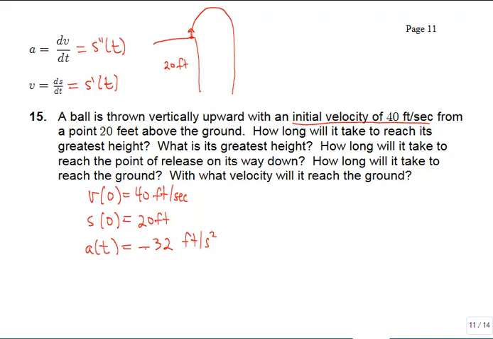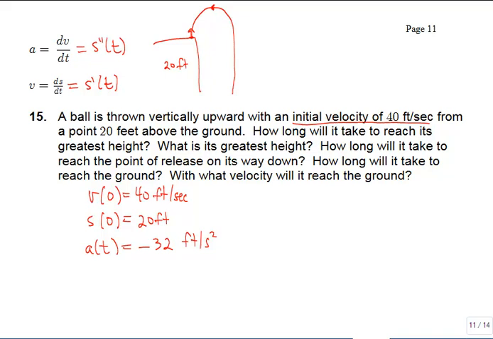So what we want to know with all this information is how long will it take to reach its greatest height. So we want to know when it's going to reach that peak. What is that greatest height? How long will it take to reach the point of release on its way down? How long will it take to reach the ground? And what will the velocity be when it reaches the ground? So it's asking a lot of questions about heights, which are positions, and velocities.